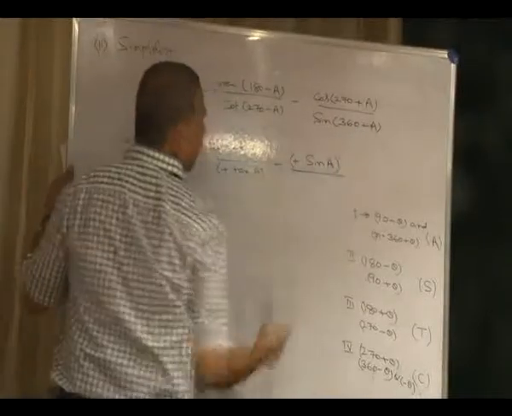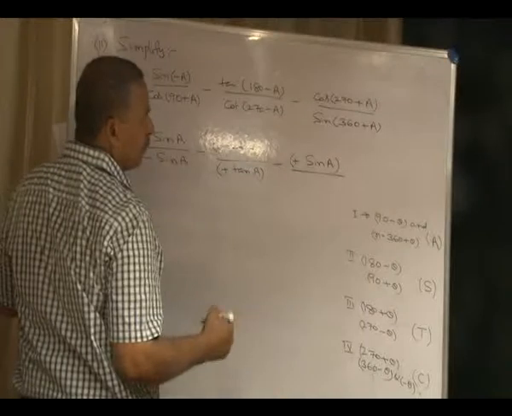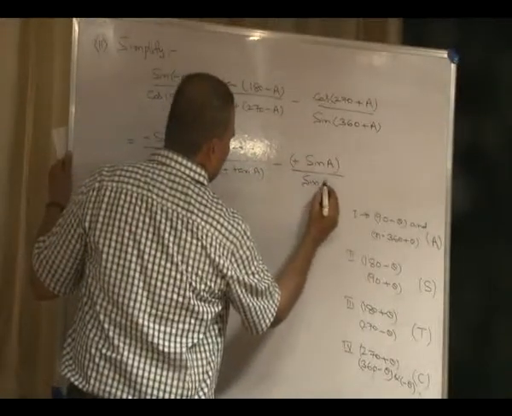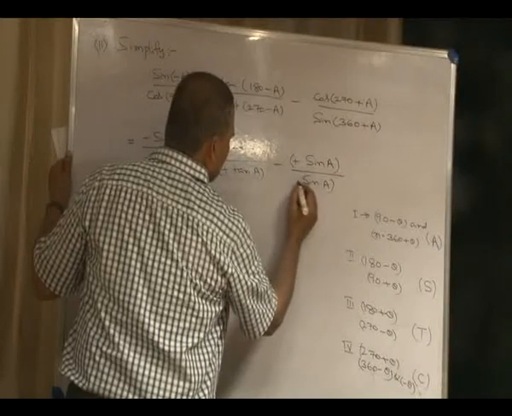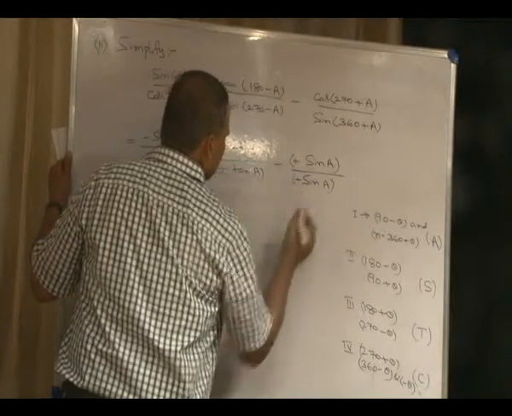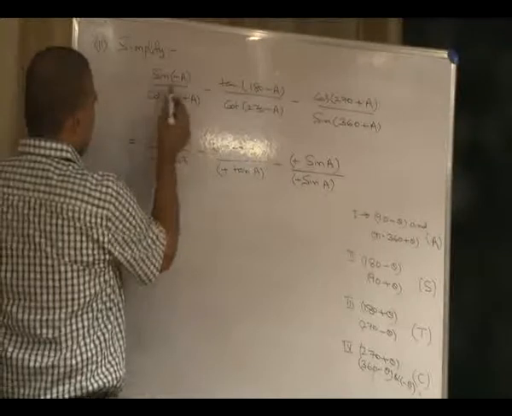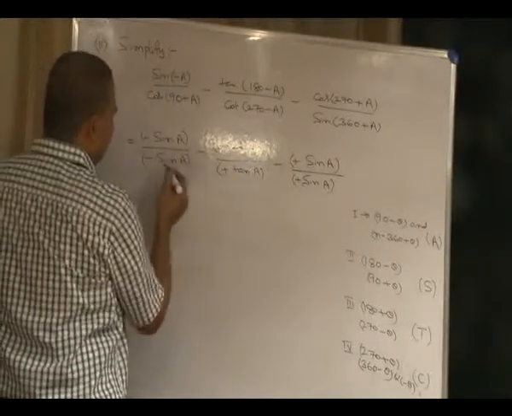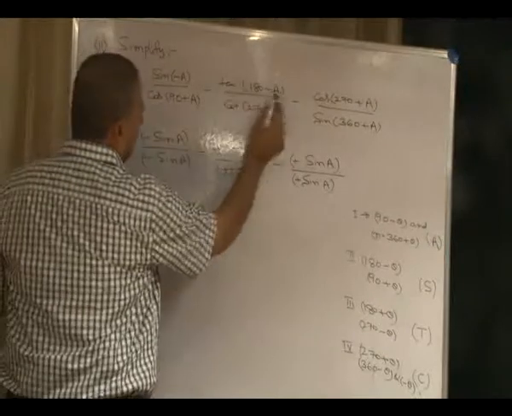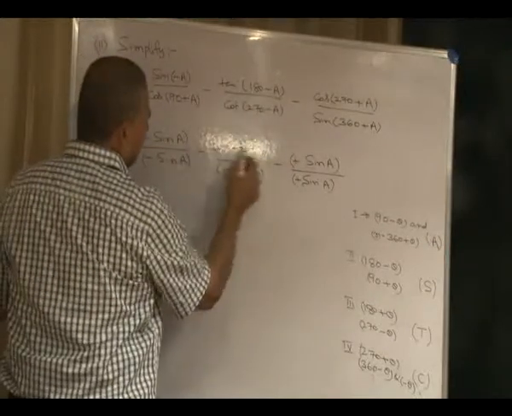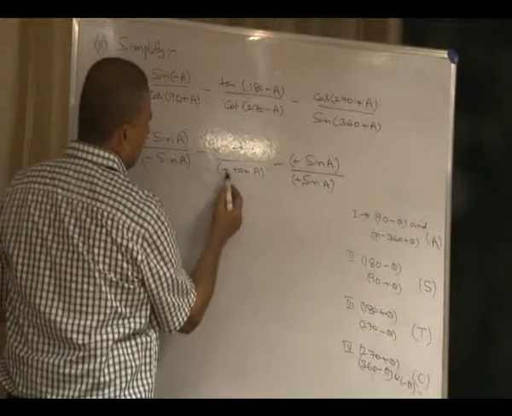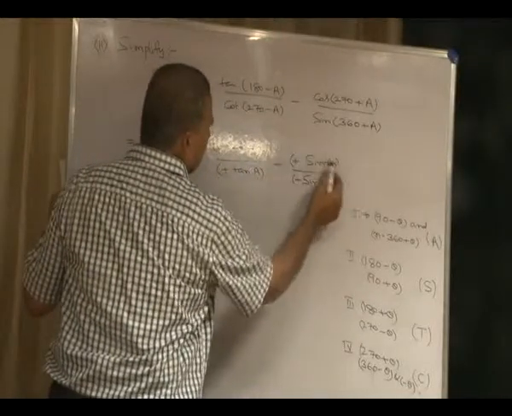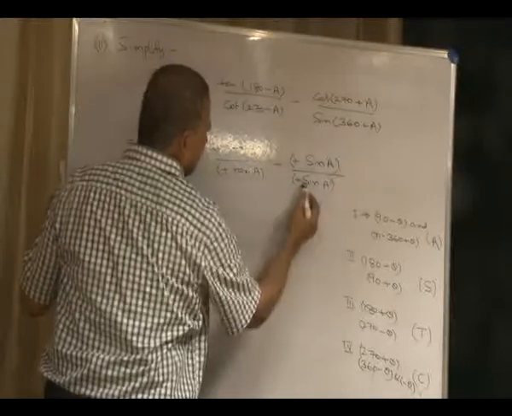Then sin of 360 plus a: 360 plus a comes under the first quadrant. In the first quadrant all the trigonometric functions are positive, and it is the same function, that is sin a. So sin of minus a is minus sin a, cos of 90 plus a is also minus sin a, tan of 180 minus a is minus tan a, cot of 270 minus a is plus tan a, cos of 270 plus a is plus sin a, and sin of 360 plus a is sin a.